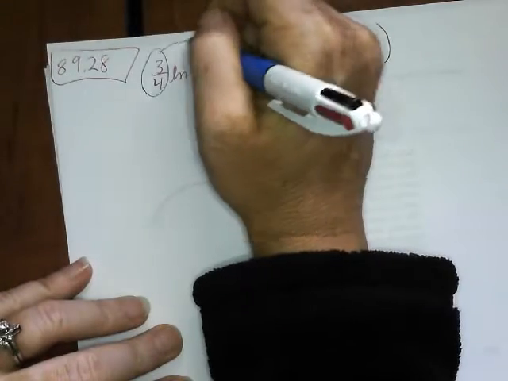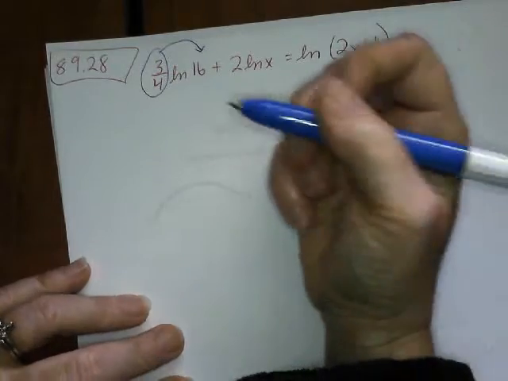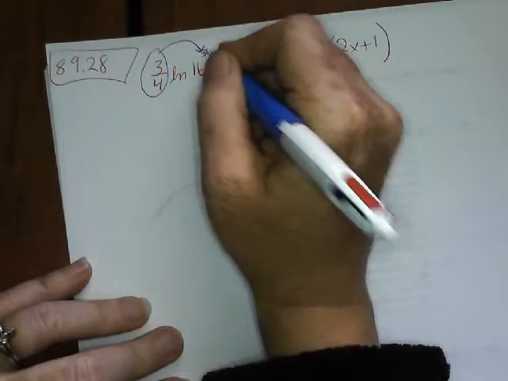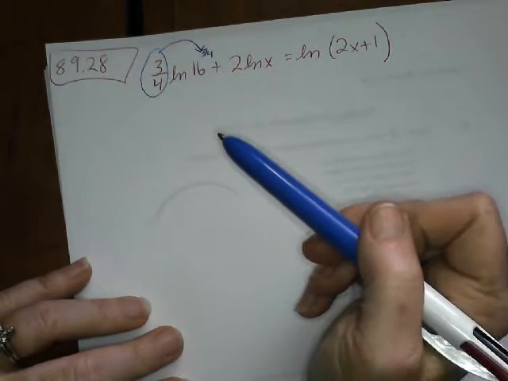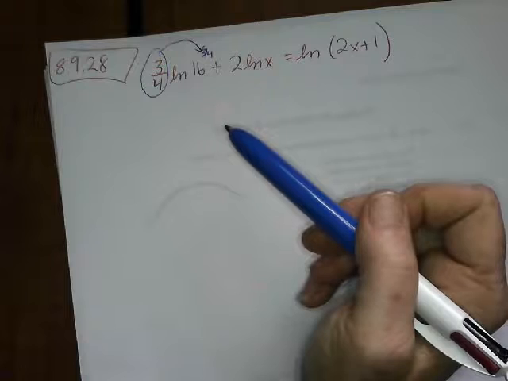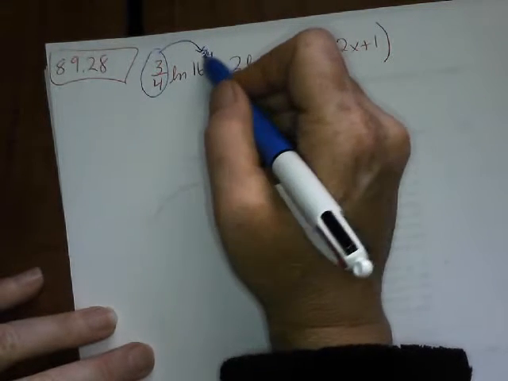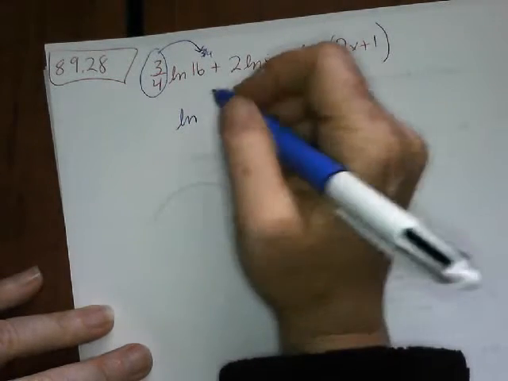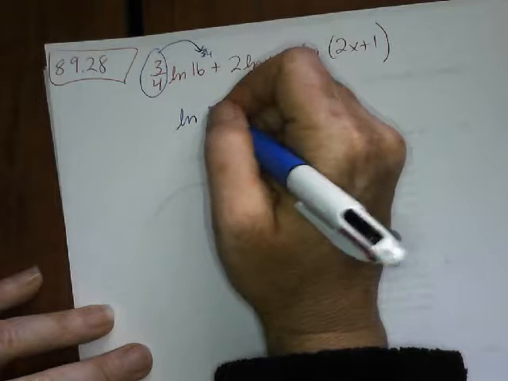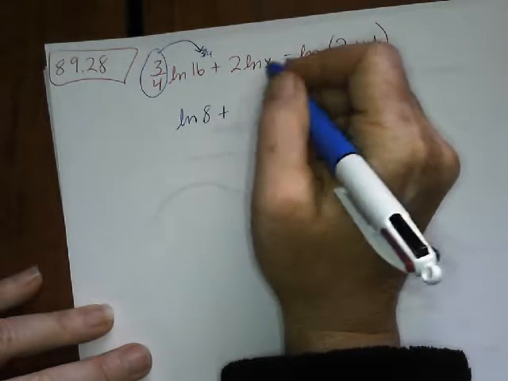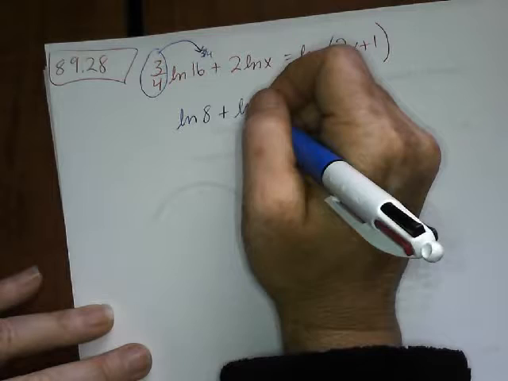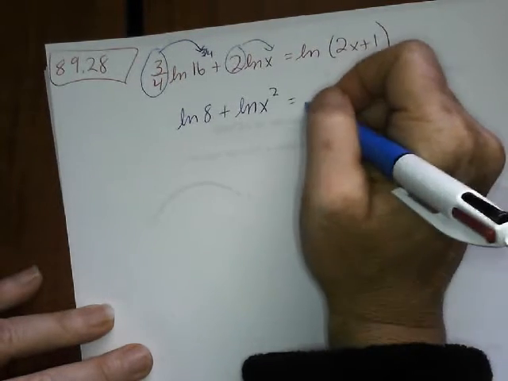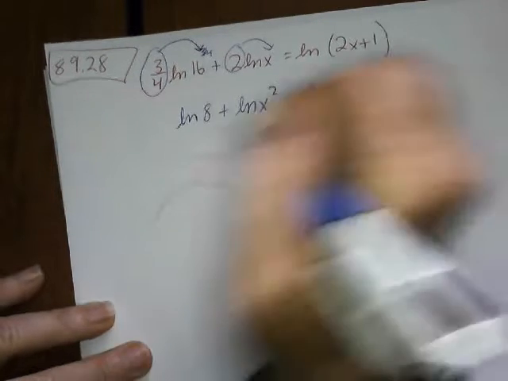This 3/4, I can use the power rule on it. I feel like I want to do that. So if it's 16 to the 3/4, I take the 4th root of 16, which is probably 2. 2 times 2 is 4 times 2 is 8 times 2. Yeah, which is 2. And then I can cube it. Well, here, that's ln of 2 cubed. What's 2 cubed? 8. ln of 8. And then this can give me ln of x squared, right? If this goes up here, that's equal to ln of 2x plus 1.